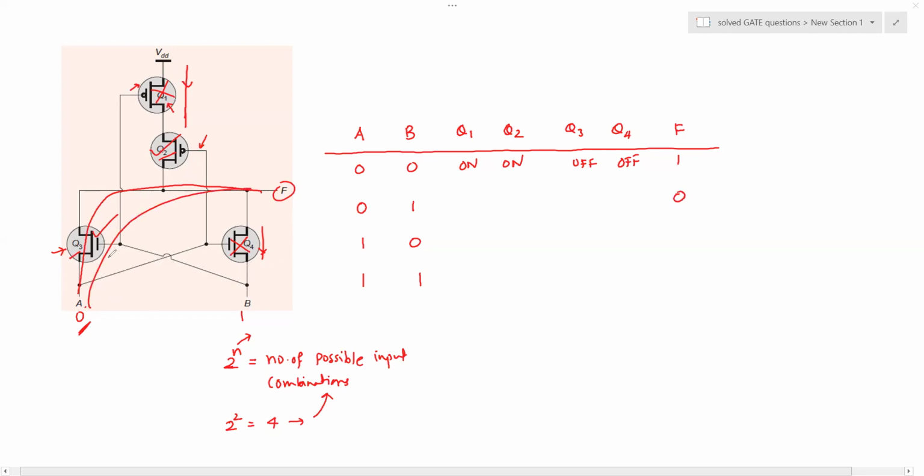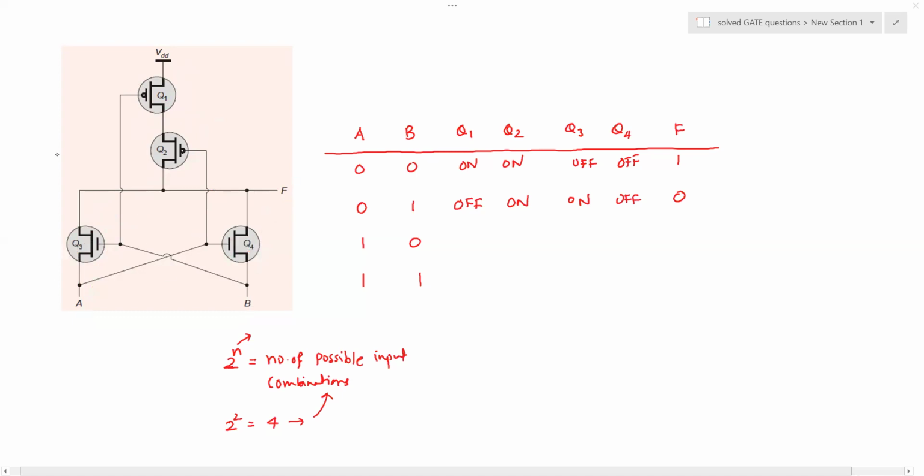But what about the transistors Q1 and Q2? So here we'll write Q1 is off as shown in the schematic, Q2 is on, Q3 is on, and Q4 is switched off. So this is how we saw the second combination. I hope you are following me with what we are doing here.